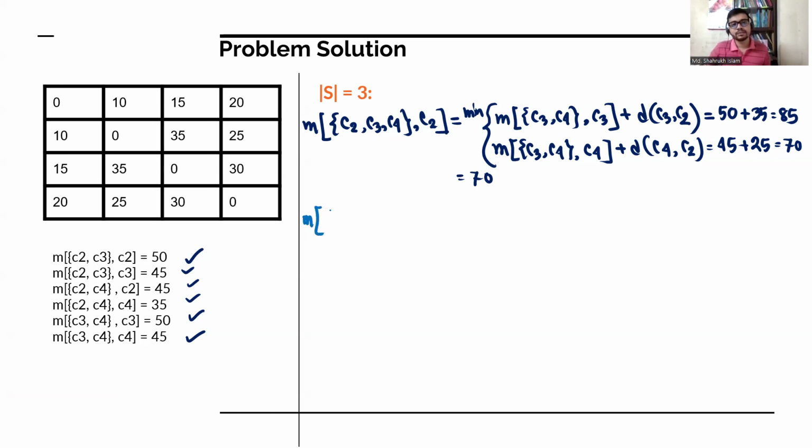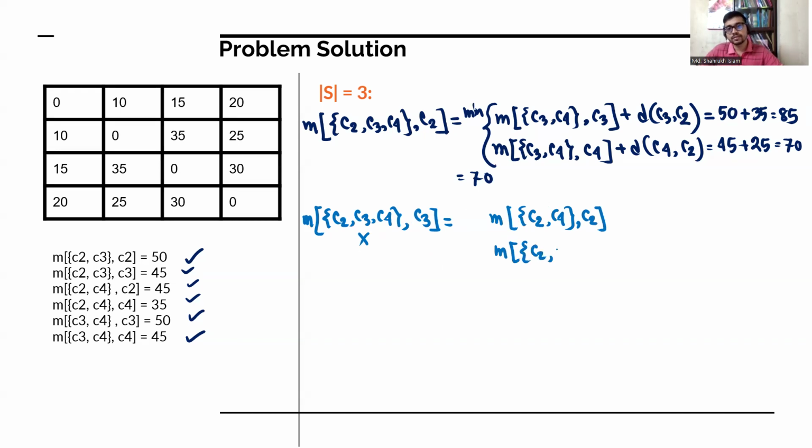Again, we can solve our problem C2, C3, C4 ending at C3, right? So we are ending our journey at C3. So remove it from this set. So we will have the smaller subproblem with C2 and C4, and this smaller subproblem can be solved in two ways. We end at C2, or we end at C4. But in the bigger example, we have to end our journey at C3. That means from C2, we have to move to C3, and from C4, we have to move to C3.